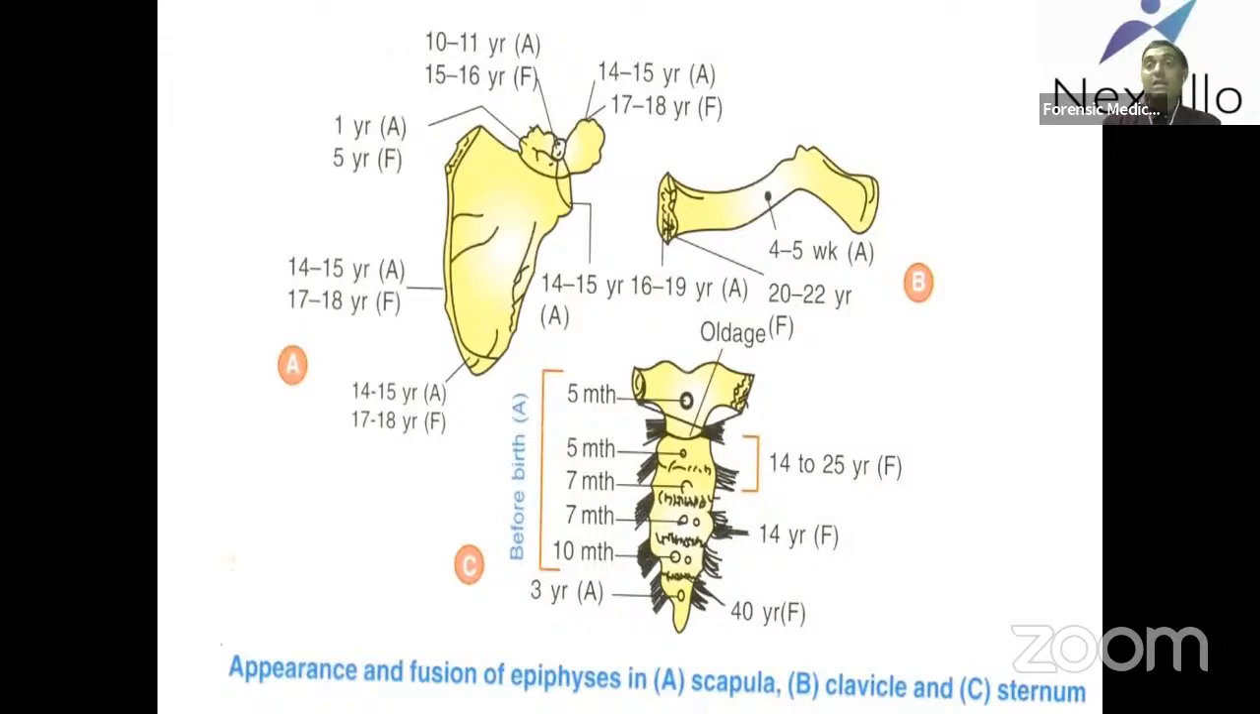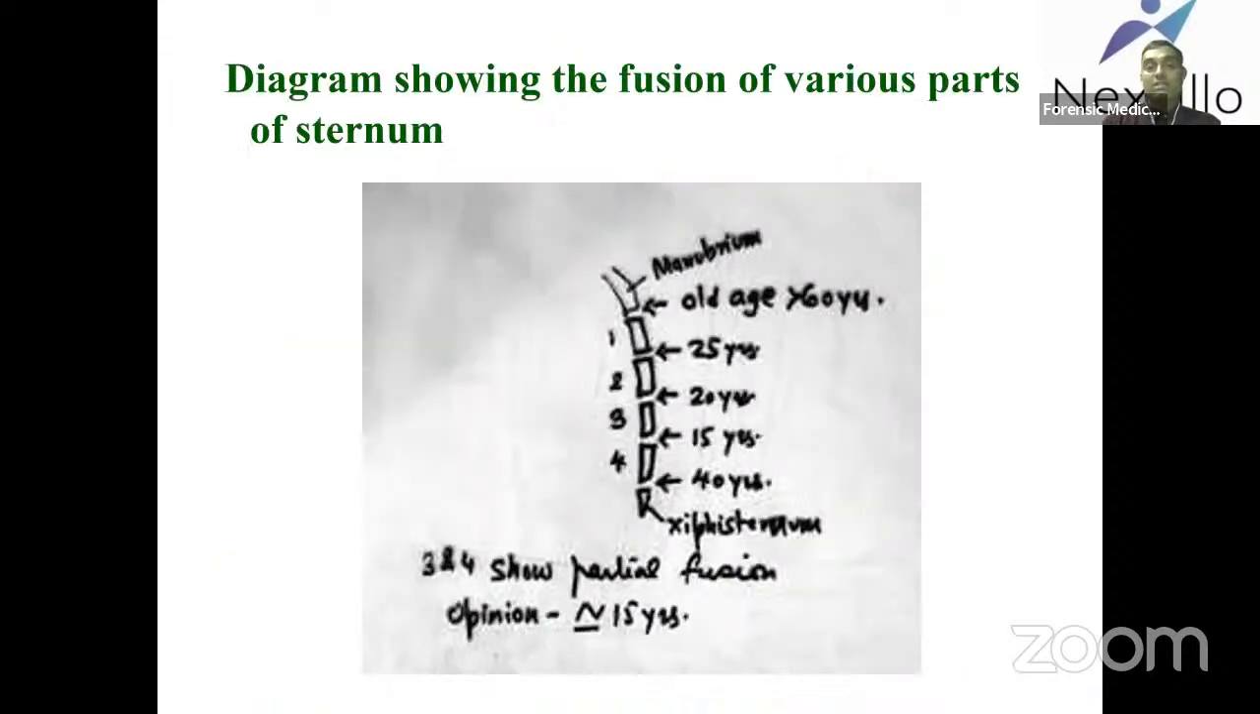If it is fused, then what will be the age of the person? This is a various part of the sternum, as I told you. This is the manubrium to the body of the sternum. That is old age, like 60 years. And after that, if you can see first, second, third, and fourth, like 25, 20, 15, 40 years. And the last one is the episternum. So that is how you can see in the sternum bone also, whether that has been fused or not, and accordingly you can give the age group of that particular individual.